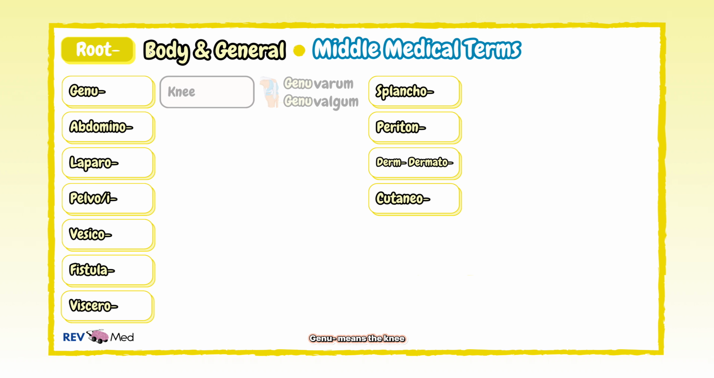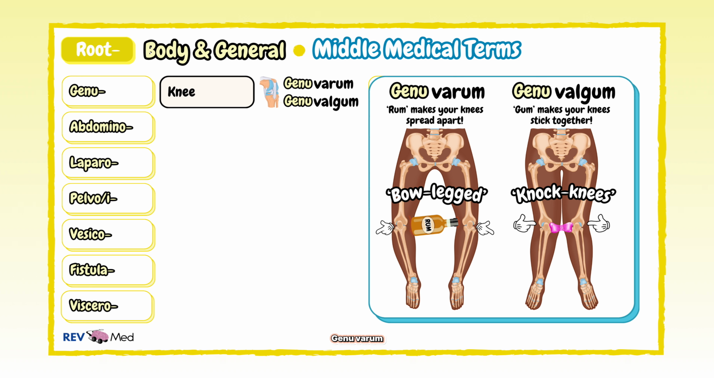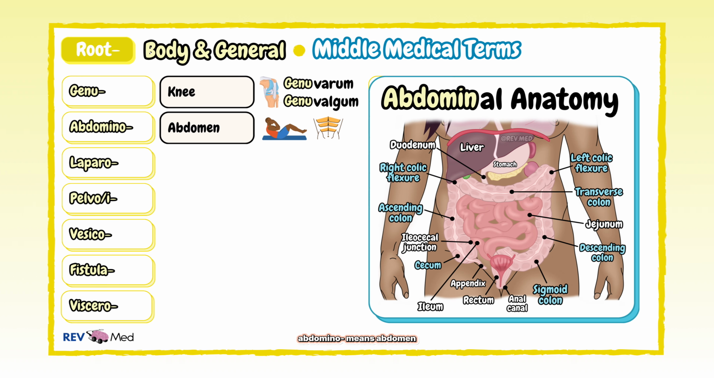Genu means the knee. This is different from geni, which is the chin. We know this from the conditions genu verum and genu vagum. Rum bottle between the knees shows the bow leg appearance in genu verum, causing an outward angle of the genus, the knees, and genu vagum has gum sticking the knees together in knock knees, causing an inward angle of the knees. Abdominal means abdomen. Think of abdominal muscles and abs.